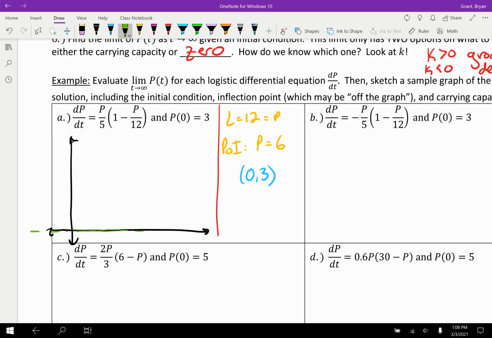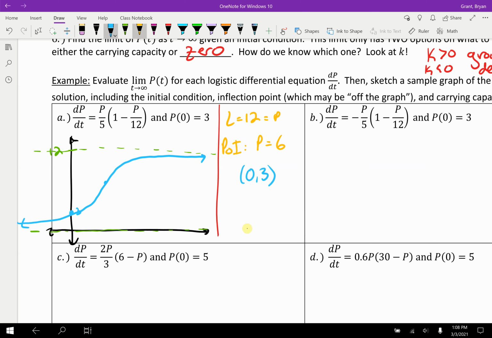We have our 0. We know that our carrying capacity is at 12. K is positive. I don't see a negative number out there, so we know we're growing. We have to include the point 0, 3. And then if you think about the point of inflection, 6 is greater than 3, and since we're growing, that means my point of inflection is going to happen still somewhere up here. It doesn't have to be perfect. So I'm going to go here, there's my point of inflection, and we have our graph. And that's all we need.